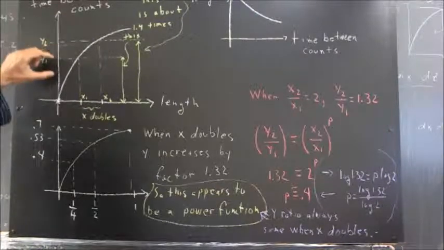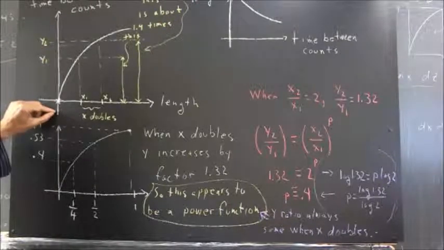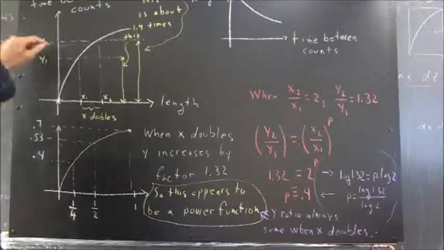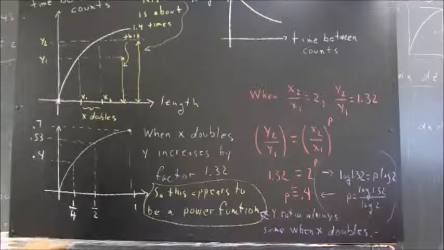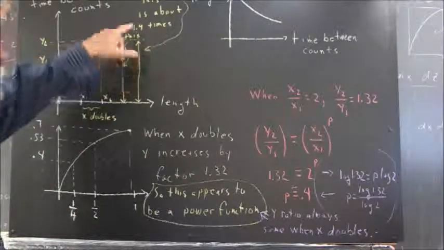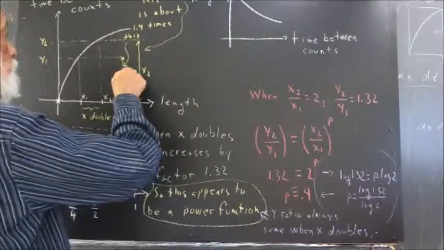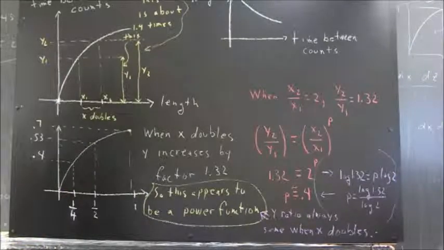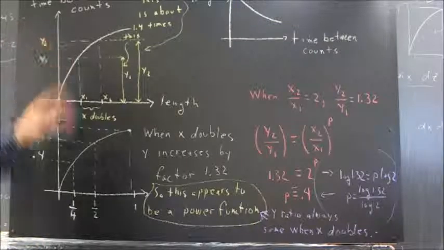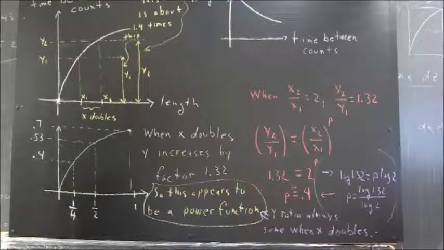Okay, this distance here, if we go 1, 2, 3 times, it's too far. So I'm thinking that y2 is probably about 1.4 times as big as y1, and you should be able to reconcile that. Which means that this, which represents y2, and I can put y2 here, is about 1.4 times as big as y1. Okay, now, this is a power function if that ratio is always the same. So let's kind of check and see if that's the case.